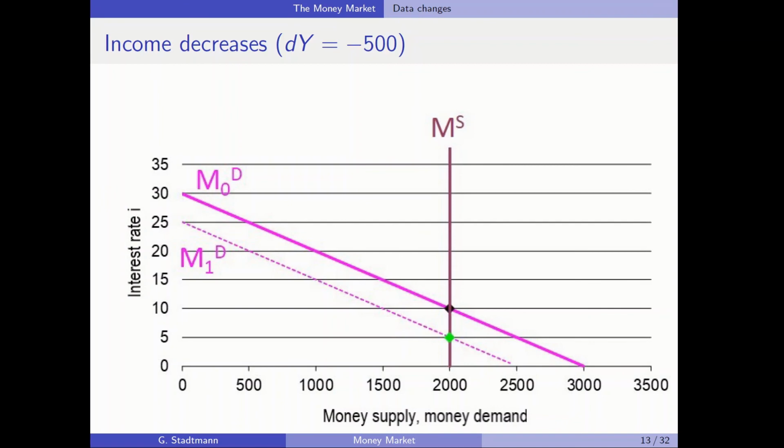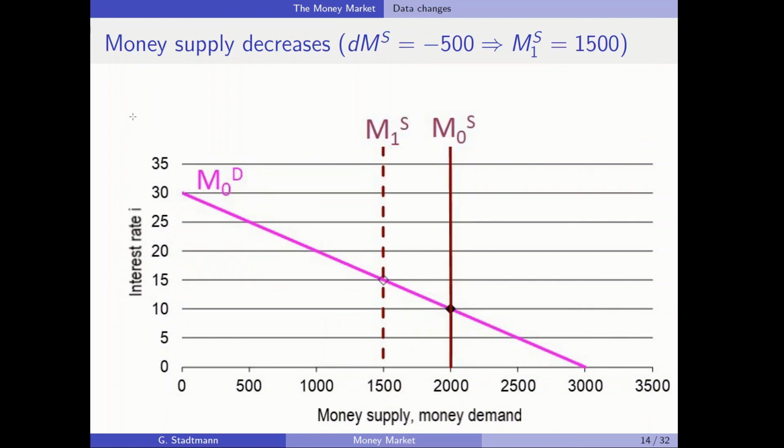On the next slide, I would like to analyze what happens if money supply decreases. Here we are assuming that the change in money supply is equal to a negative 500, so that the new level of money supply is equal to 1,500. The money supply curve shifts to the left, and therefore the interest rate increases from 10 to 15.